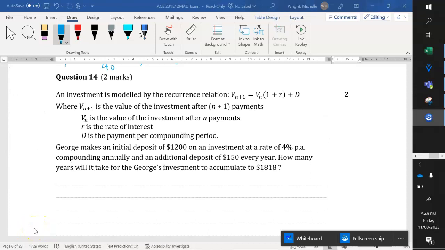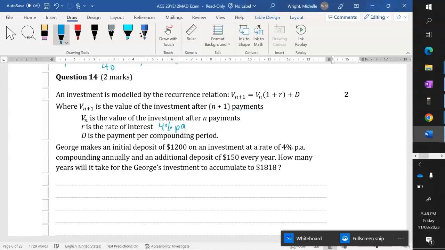Okay, question 14. An investment is modelled by the recurrence relation V of n plus 1 is equal to V of n times 1 plus r, plus d. And it's given you what all those bits of information are, where V of n plus 1 is the value of the investment after n plus 1 payments, and then V of n is after n payments. So V of n plus 1 is one lot of value after the V of n, and that is found by multiplying that V of n times 1 plus r, and that's the rate of interest, and D is the payment per compounding period. So our rate of interest here is 4%.